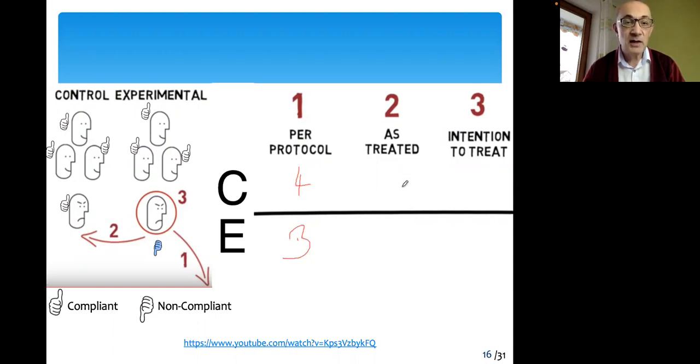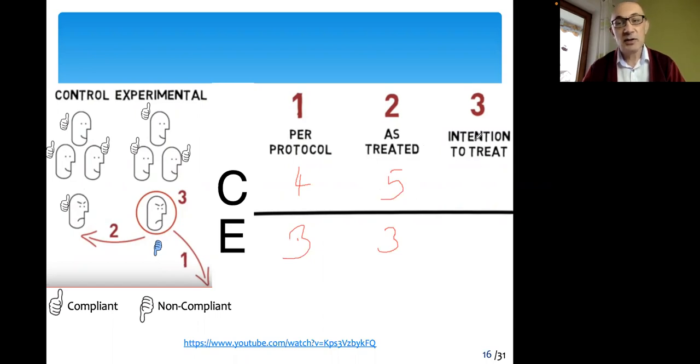The other option is as treated. What happens here? This participant who did not follow the protocol, who should take the experimental medication, he took the control medication. So what happened at the end? Here we have, instead of 4, 5 in the control group. We have 5 participants. And in this group, we still have 3. If you do this analysis, comparing these 5 with the 3, that is called as treated. This is also sometimes, but rarely done.